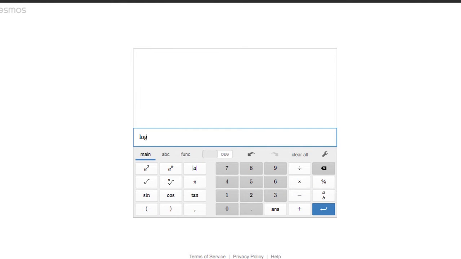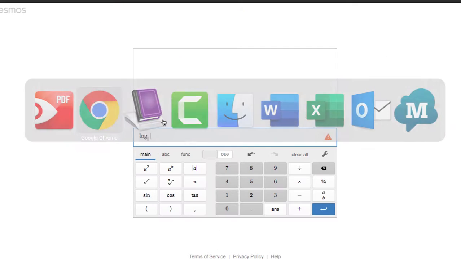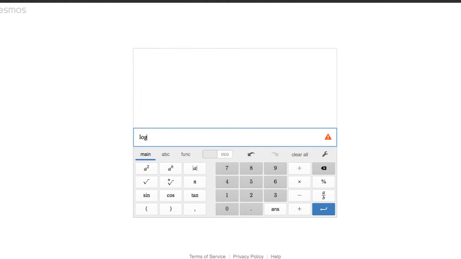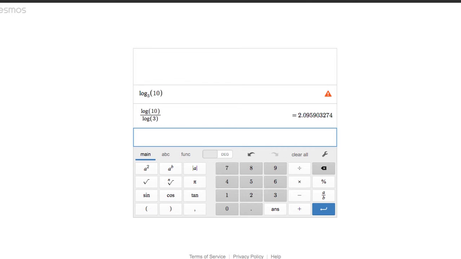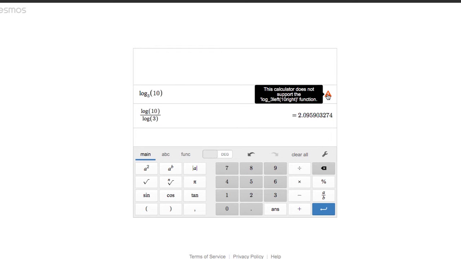Let's see, can I do log base 3 of 10? This one will actually give me, oh no, it doesn't like doing bases. You have to do it the old-fashioned way: log of 10 divided by log of 3, and there it is. It's interesting that it doesn't let you do this. This calculator does not support the base 3 function. So whatever you're trying to do, make sure you get 2.0959.